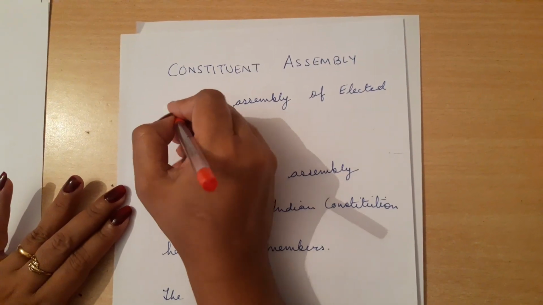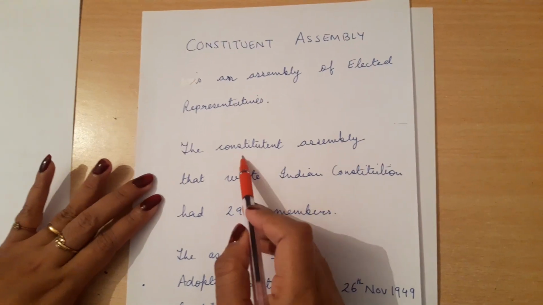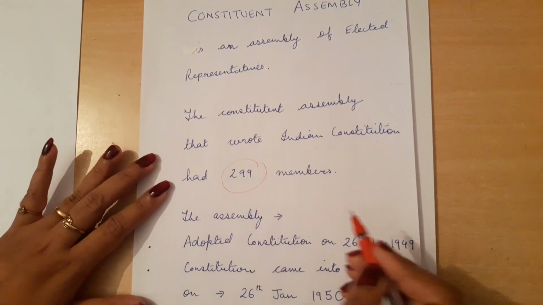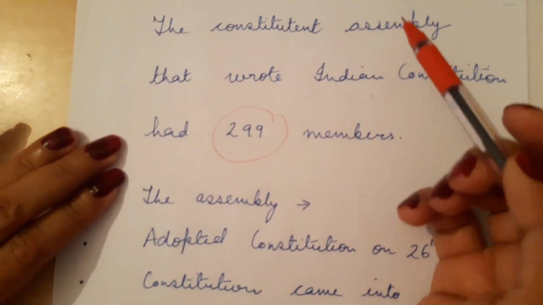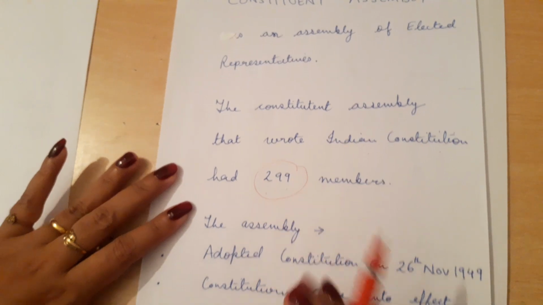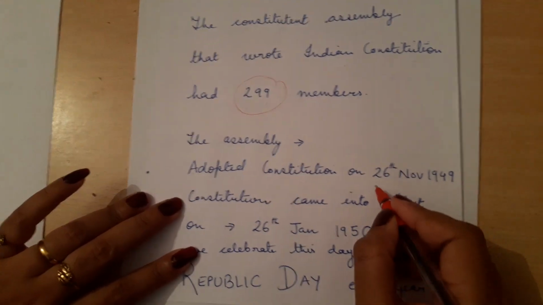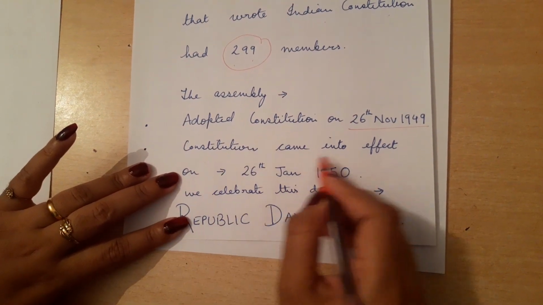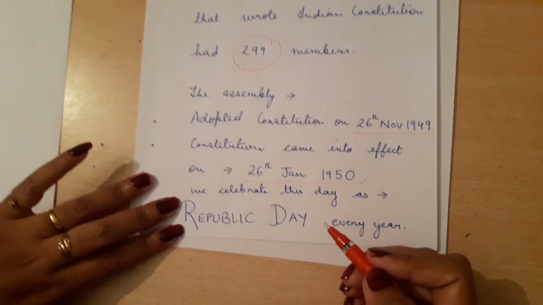Okay, now to frame this, the Constituent Assembly was made. It is an assembly of elected representatives, right? And the Constituent Assembly that wrote the Indian Constitution had 299 members. This you have to remember, children, that the Constituent Assembly where our constitution was framed had 299 members. This assembly adopted the constitution on 26th November 1949, right? And then the constitution came into effect on 26th January 1950.